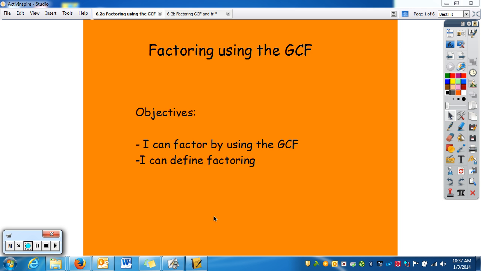So in this video we're going to start learning about factoring, which is what the next videos are all going to be about. And we're just going to learn how to factor using the GCF, and the GCF should be a familiar term to you, which means the greatest common factor. So your objective is that you can factor by using the GCF, and you can define factoring.